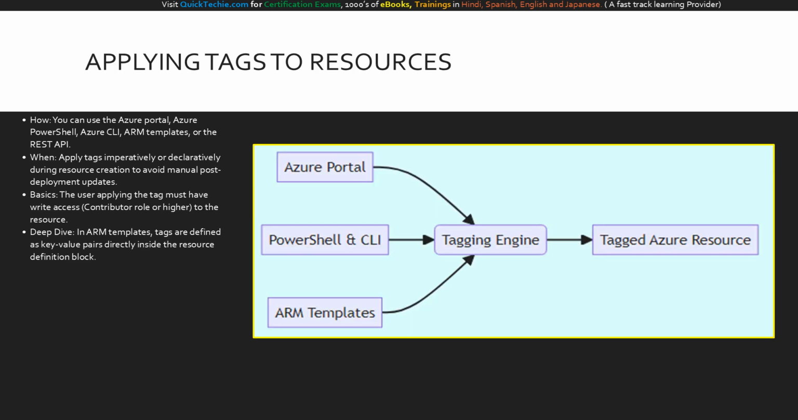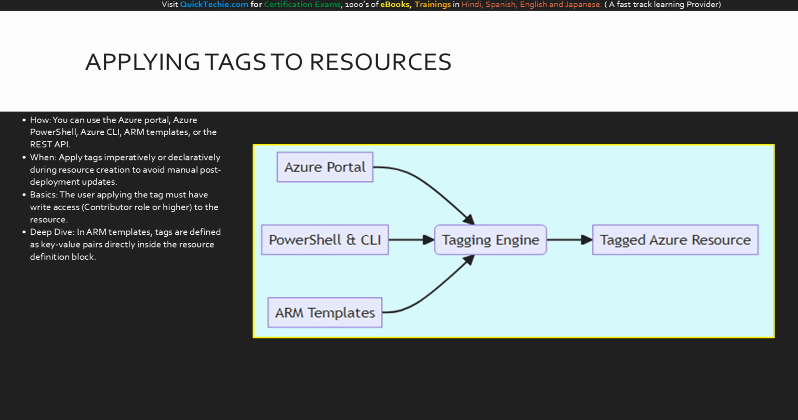How do we actually apply these tags to our resources? You have a multitude of options. For the basics, you can easily use the Azure portal for one-off tagging. For bulk or automated tasks, you can use Azure PowerShell, the Azure CLI, ARM templates, or the REST API. When is the best time to apply them? The best practice is to apply tags during resource creation using ARM templates or Bicep.